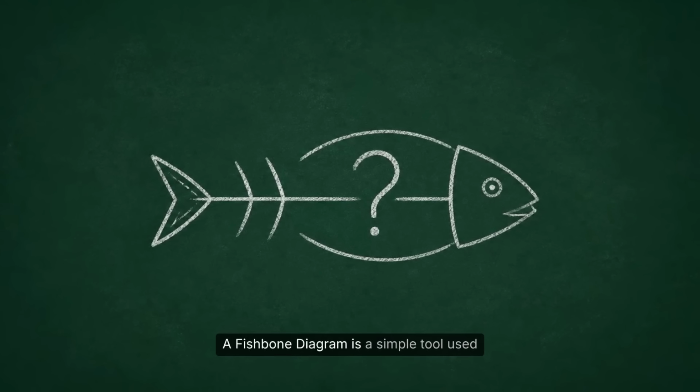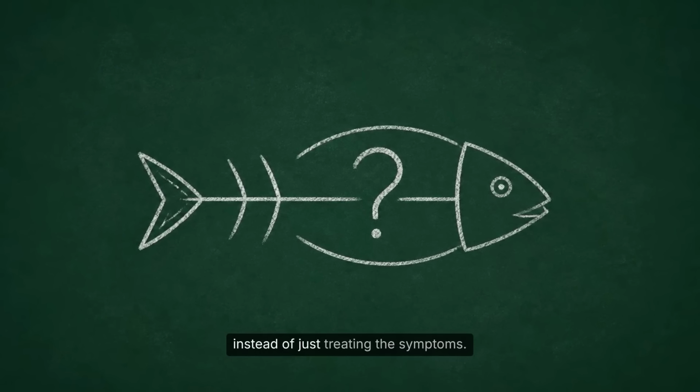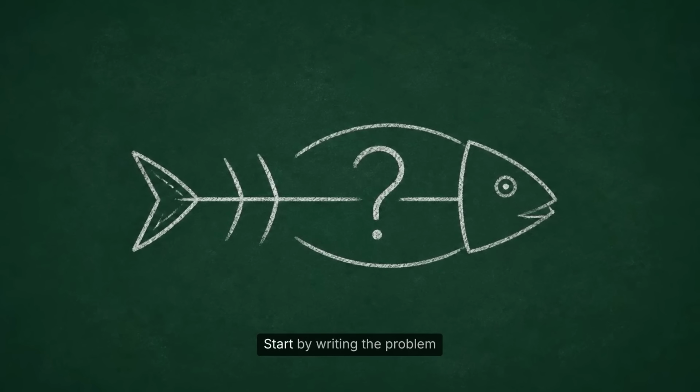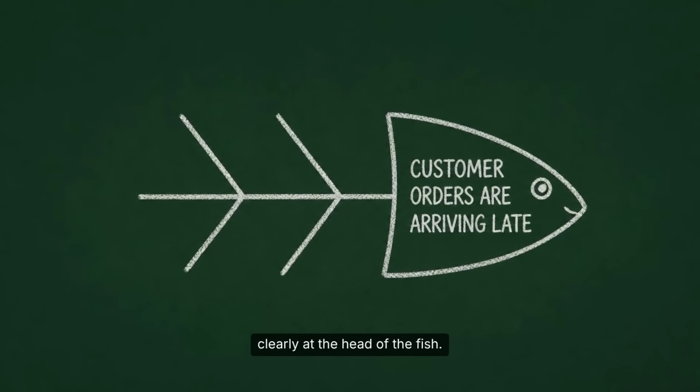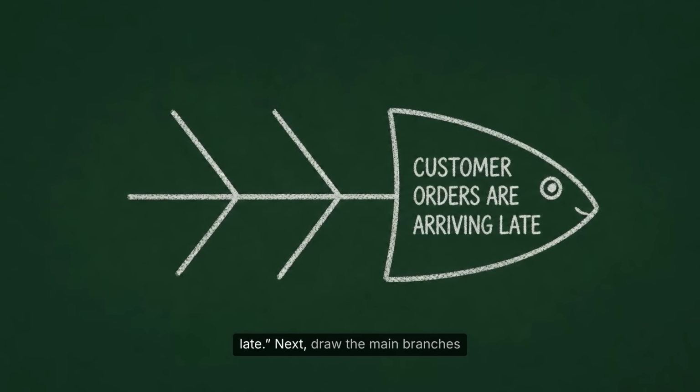A fishbone diagram is a simple tool used to find the root causes of a problem instead of just treating the symptoms. Start by writing the problem clearly at the head of the fish. For example, customer orders are arriving late.